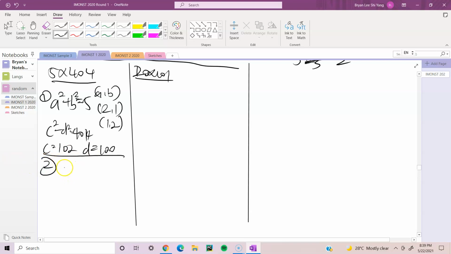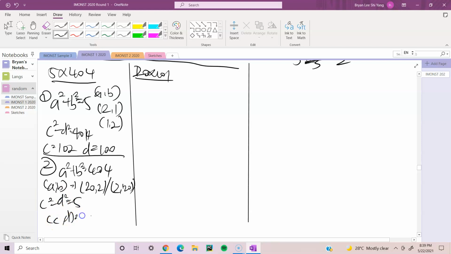And then for the second case, we would have A squared plus B squared equals 404. This time, A, B would be either 22, 2 or the reverse, 2, 22, because the order does not matter. And then we would have C squared minus D squared equals 5. Well, C and D will become 3 and 2. Okay, now for the other cases, one of them is 20, one of them is 101.